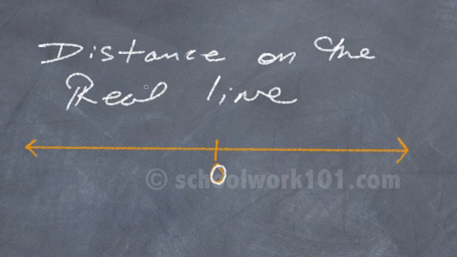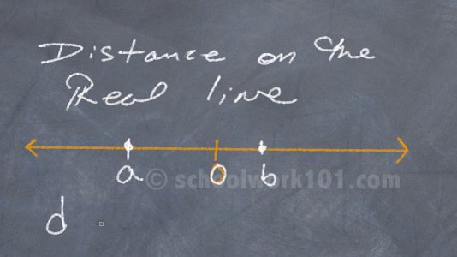Okay, distance, and how do we define it? Well, the distance between two points A and B. Let's label this A, and I'll label this point on the real number line B. We want to find the distance between A and B, and this distance is given by, we'll let D equal distance, the absolute value of A minus B.